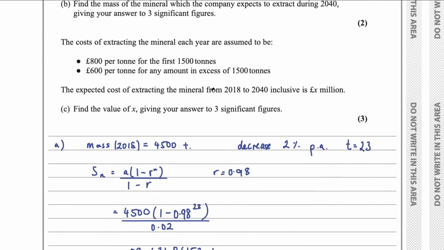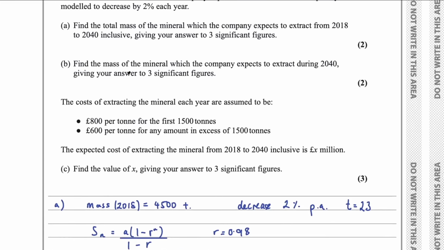Okay, that's part B. Part C says the cost of extracting the mineral each year are assumed to be £800 per tonne for the first 1,500 tonnes, £600 per tonne for any amount in excess of 1,500 tonnes. The expected cost of extracting the mineral from 2018 to 2040 inclusive is X million pounds. And part C says find the value of X giving your answer to 3 significant figures.